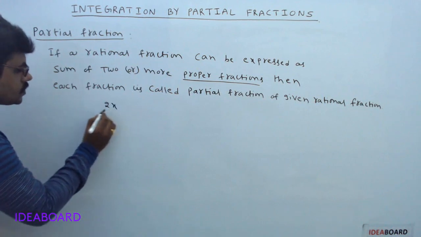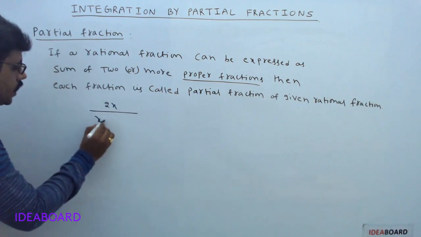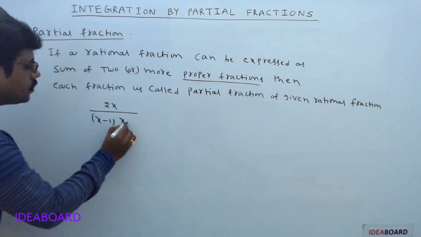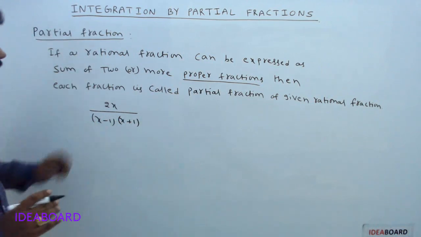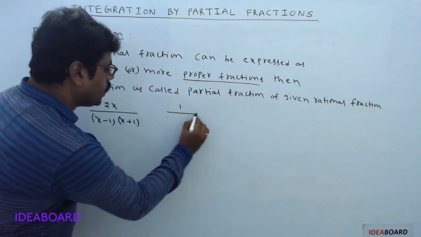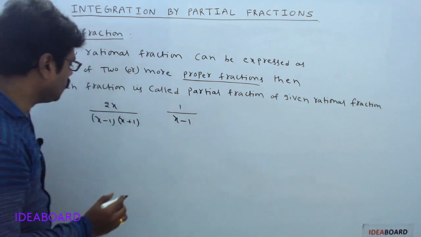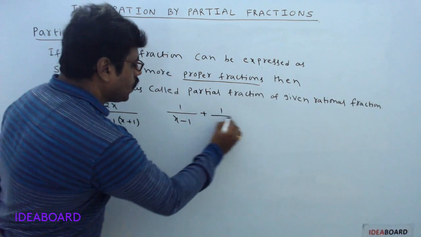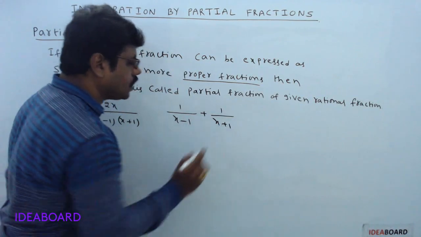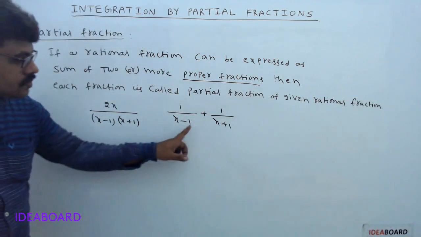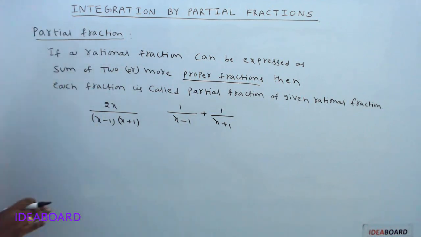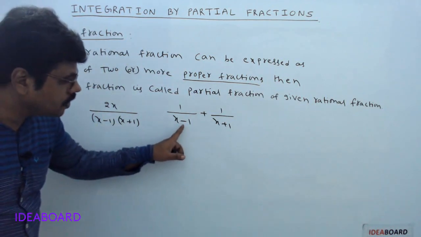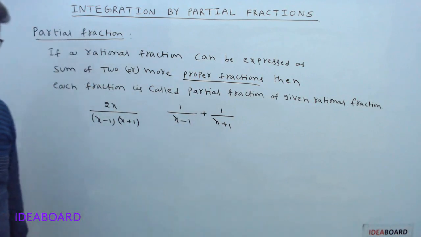Here I will explain this definition to you with a simple example. Suppose 2x divided by (x minus 1) into (x plus 1). If I write this as 1 divided by (x minus 1) plus 1 divided by (x plus 1), now check whether this expression is equal to this one or not. Here what is the LCM? (x minus 1) into (x plus 1).